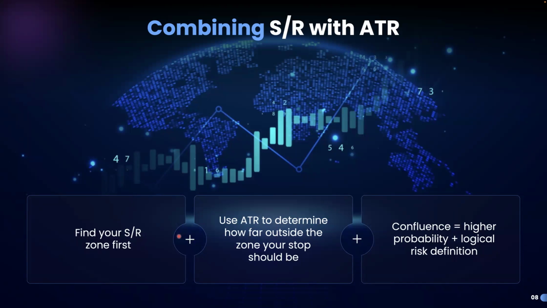Higher probability and logical risk definition. So again, one of the things that I see a lot of folks do is one of two things. Number one, they use way too much confluence, way too much. Or number two, they don't use any confluence. And so you really want to have some kind of confluence. Now, I will tell you personally speaking, I use one, maybe two methods of confluence, but I don't have like 6 or 7 of them, right?